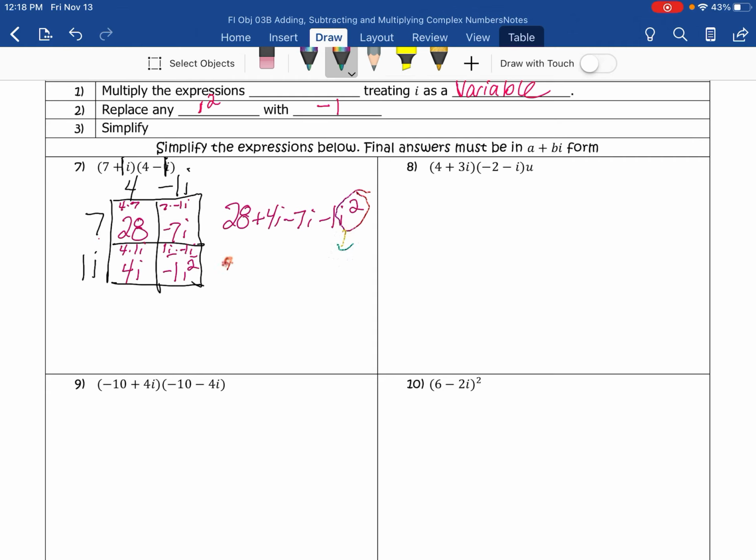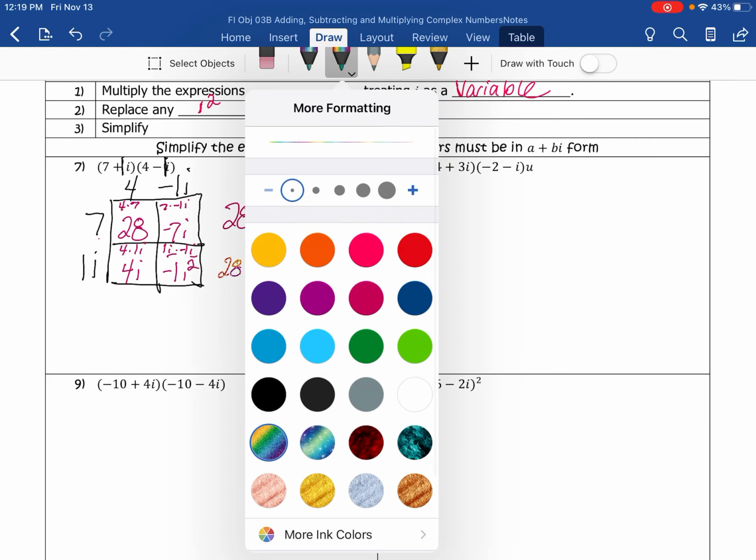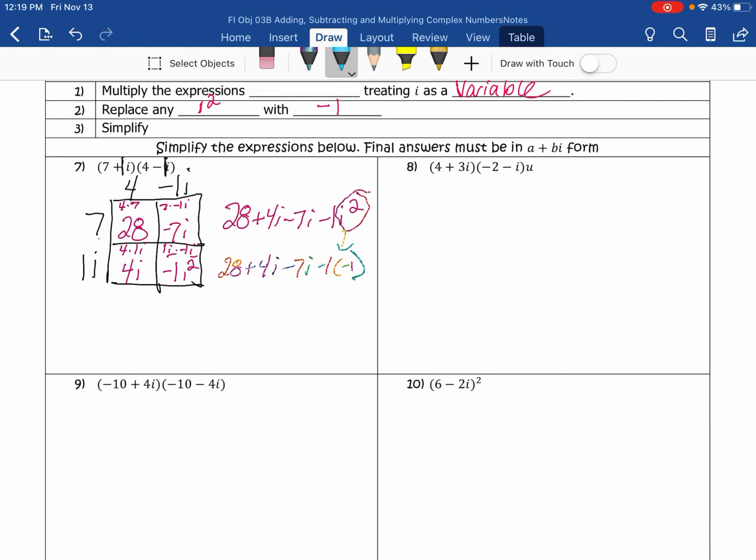So this is going to be 28 plus 4i minus 7i minus 1 times negative 1, because I replaced my i squared with negative 1. So it's going to be 28 plus 4i minus 7i plus 1. And you just combine your like terms. 28 plus 1 is 29. 4i minus 7i is negative 3i. And there's your final answer.